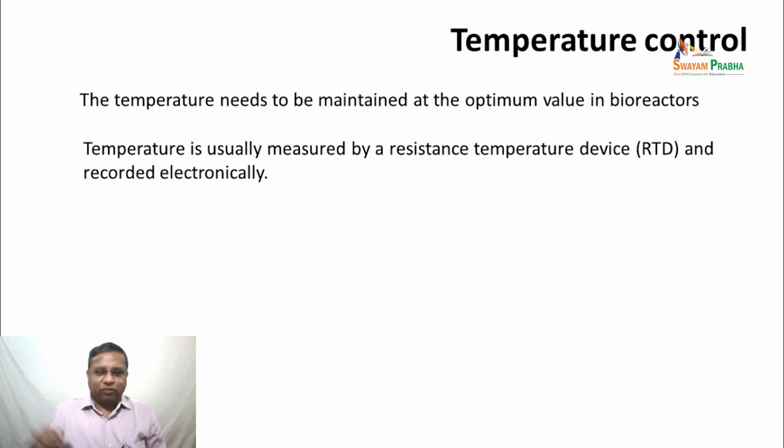If you need to control temperature, you first need to measure it, right? The temperature is usually measured by a resistance temperature device, an RTD device, and recorded electronically. A thermometer can be used for small scale work, for manual readout. But here you need to continuously work on the temperature control, and that is typically done electronically through a control loop. For that, manual intervention would be difficult, and in such cases, the measurement is done by an RTD device.